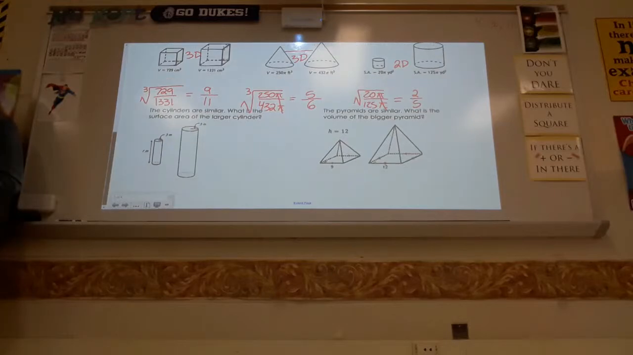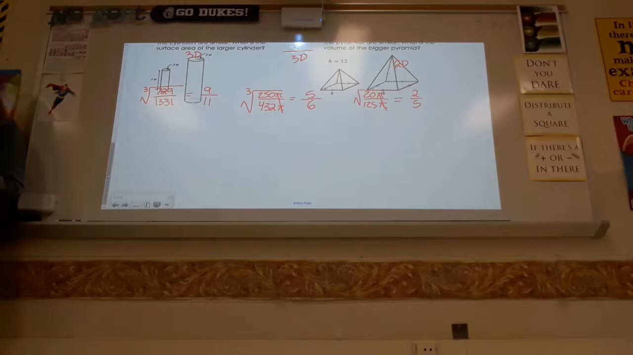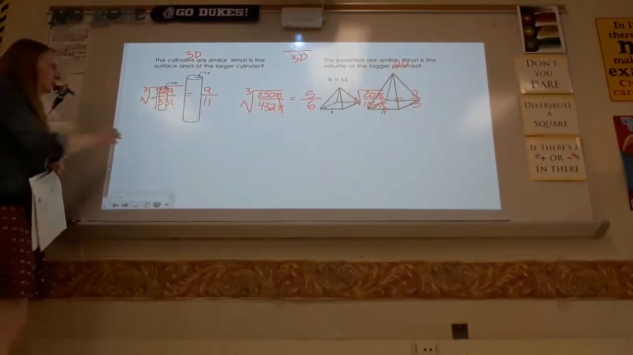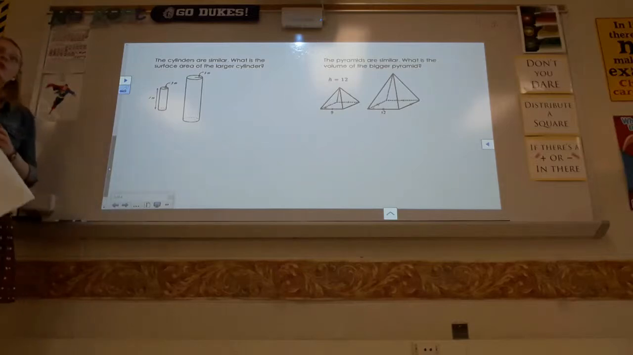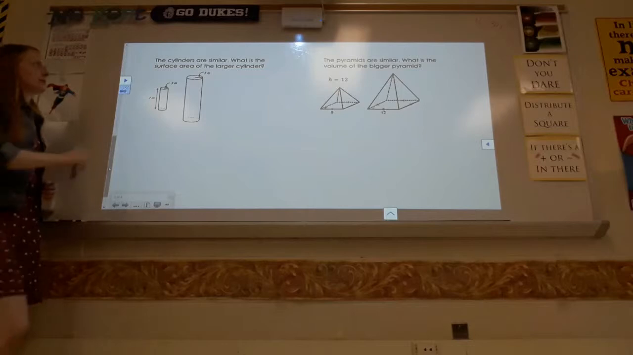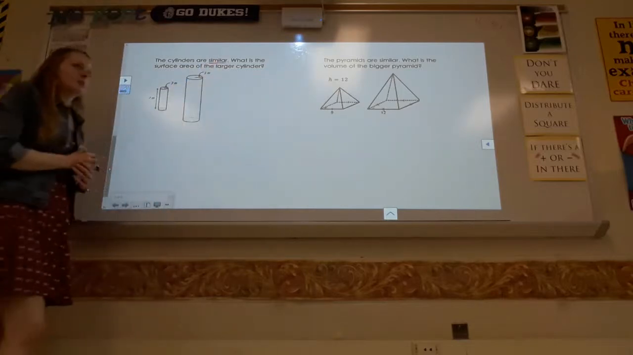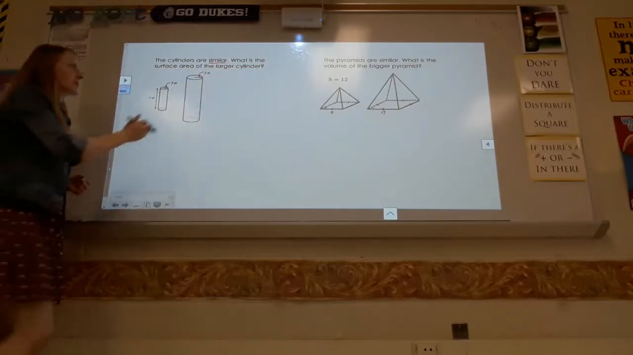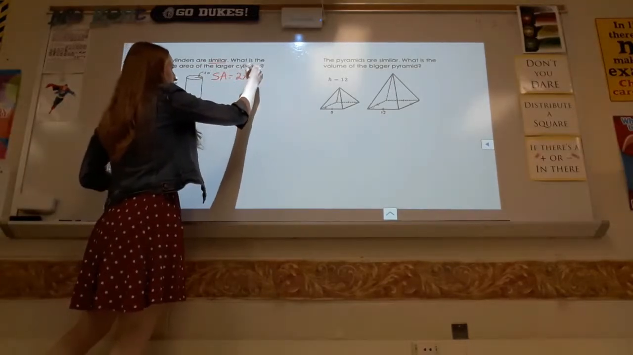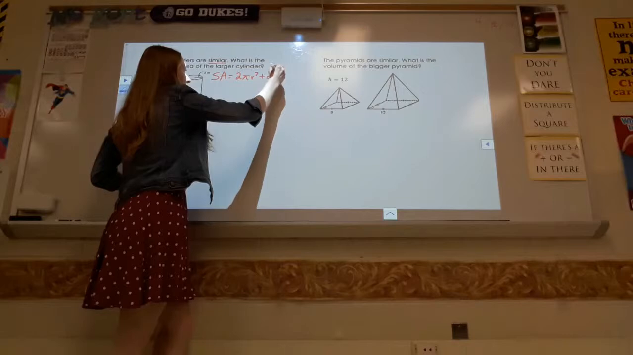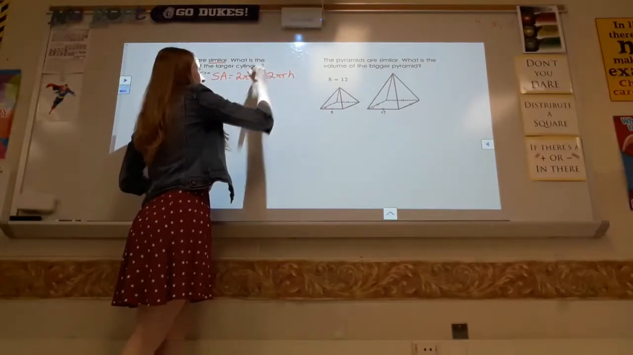Alright, our last two questions on this page are a little bit different. They're asking us to actually find values. So the previous questions were just asking for ratios, comparisons. These two questions are actually asking for values. What is the volume? What is the surface area? This is still working with similarity though. Okay? So first of all, if they're asking for the surface area of a cylinder, let's go ahead and write down that formula: 2 pi r squared plus 2 pi rh.